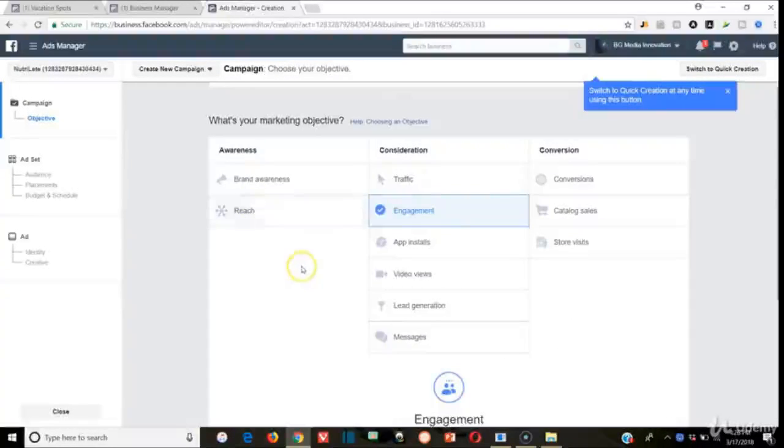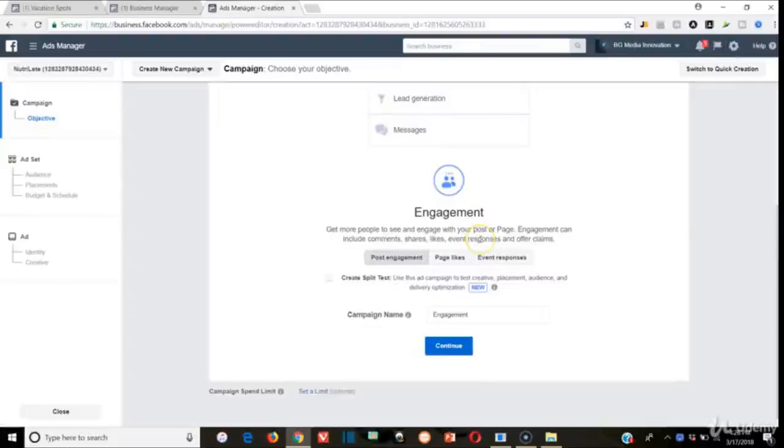So you want to go to ads, create your new ad, and then you're going to go for consideration, engagement. And that's basically going to send your post out. Facebook's going to optimize it to get the most people that are more inclined to like it or engage with it, share it, comment. And the reason for that is so that you can invite them like I showed you before.